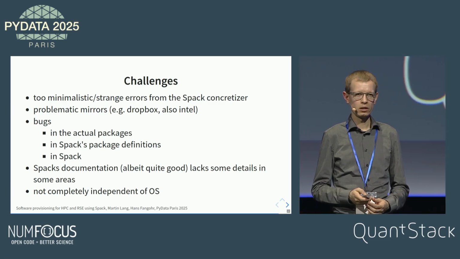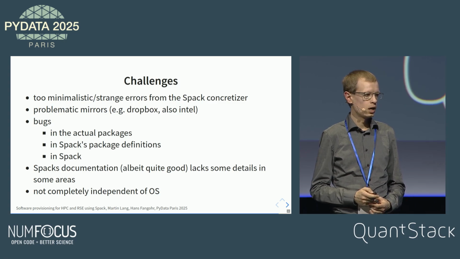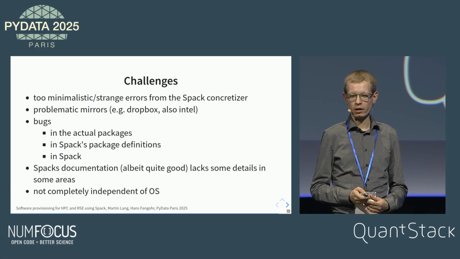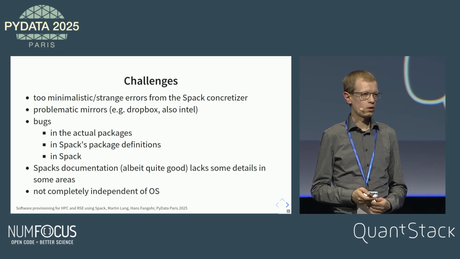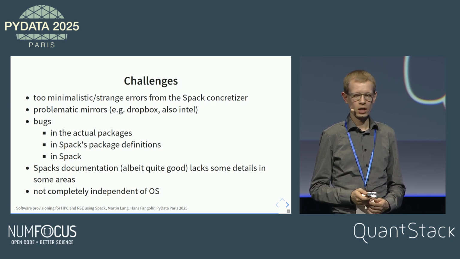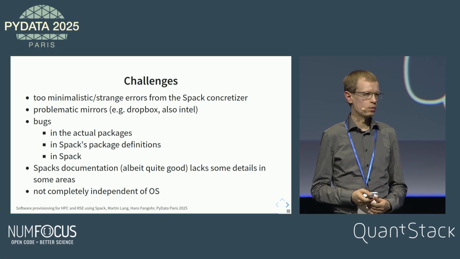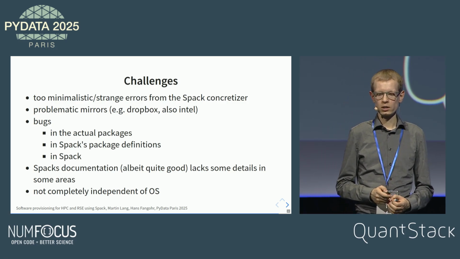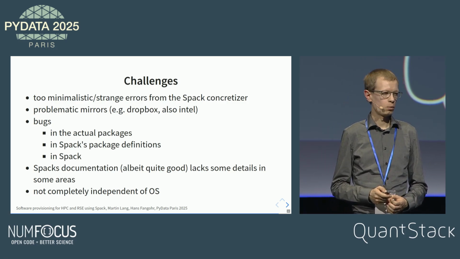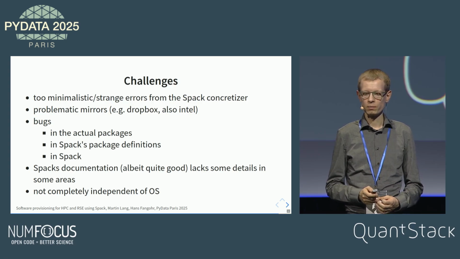The documentation in general, I have to say, is really good. For some details, it's lacking, so at some point one has to go to the source code and try to understand what's going on. And we're not fully independent of the operating system. Some things, for example the glibc and some system headers, are reused from the operating system. This can imply that a toolchain that works just fine on one version of the operating system may no longer work on a different version.